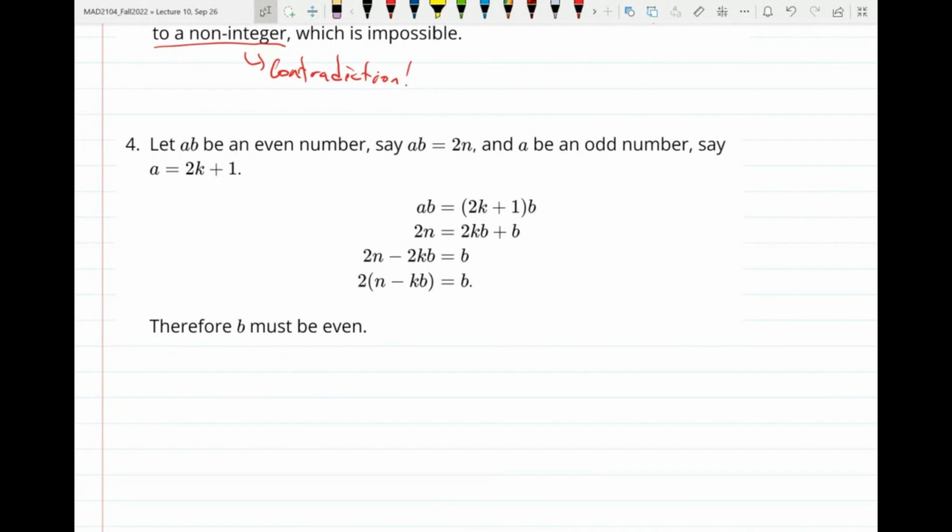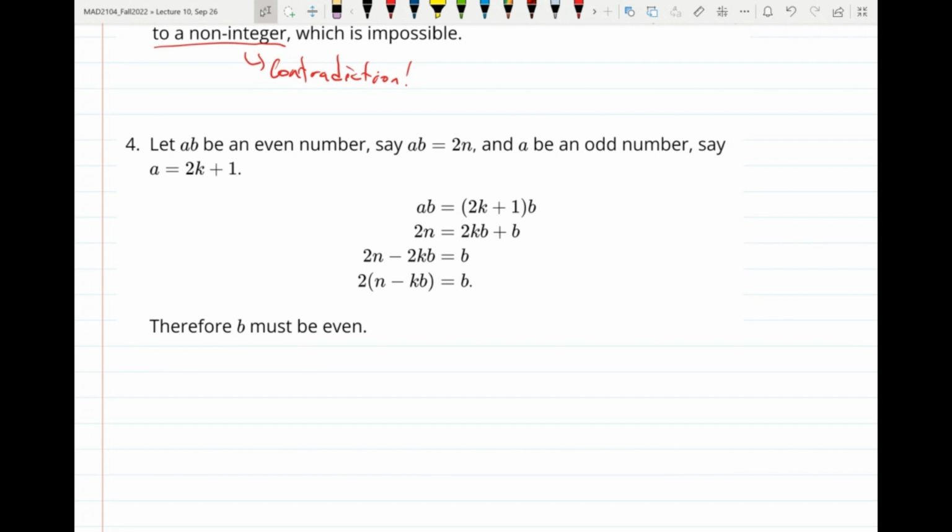Say AB is 2 times n, and then let's suppose that A is odd. Our job now is to argue that B must be even, right? If we do that, then we're good. Because remember, there is an in-between line here that's not written, but it's explicitly there, that if A was even, we're done. Okay? So let's look at the interesting case, which is what if A is not even?